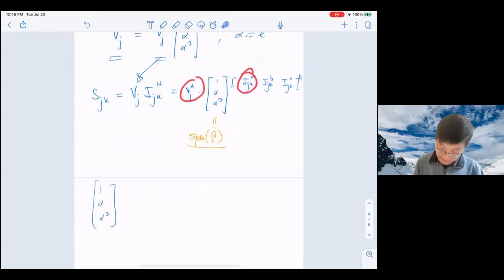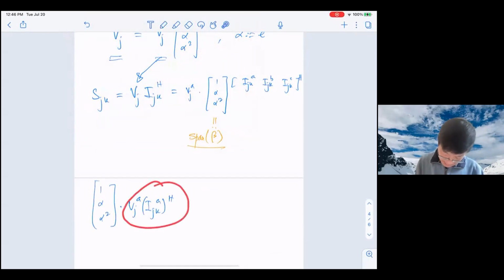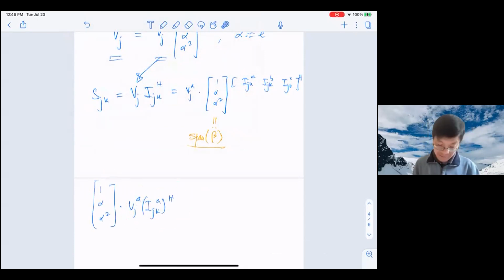This multiplied by this will give you the first column, right? Times Vj A ijk A complex conjugate. So this is a scalar. This is a 3-dimensional vector, and that gives you the first column of SJK. Now, if you look at this, this is simply the first diagonal entry of SJK.